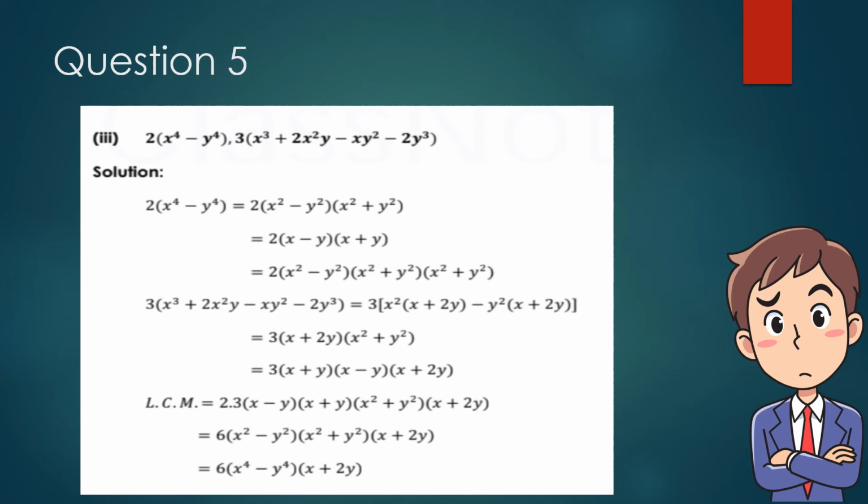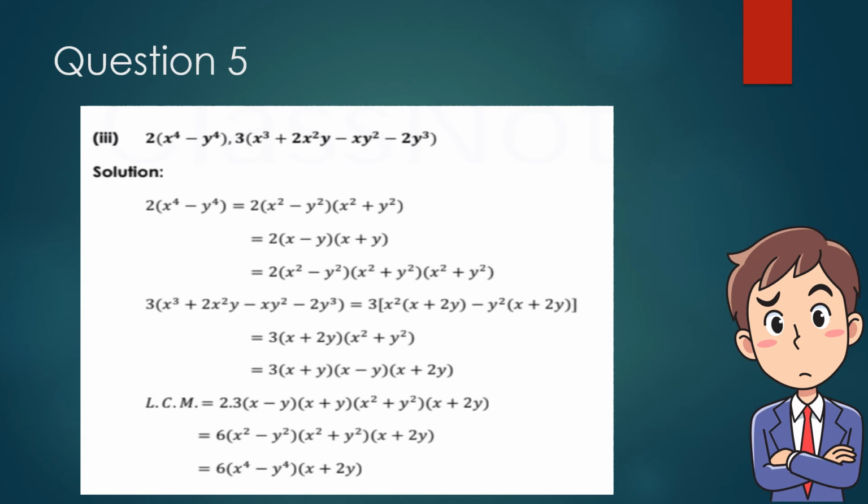So now the second polynomial 3 into x cube plus 2 into x square y minus xy square minus 2y cube will give you 3. And now we will take x square common from the first two terms. We will be left with x plus 2y. And from the last two terms we have y square common and we will be left with x plus 2y. So now we can write it as 3 into x plus y into x minus y into x plus 2y.